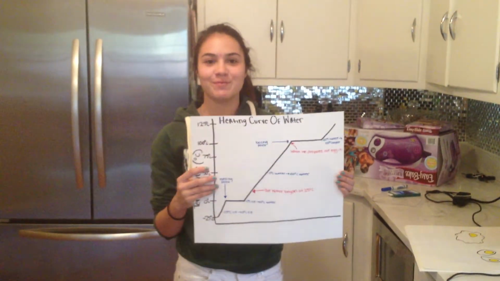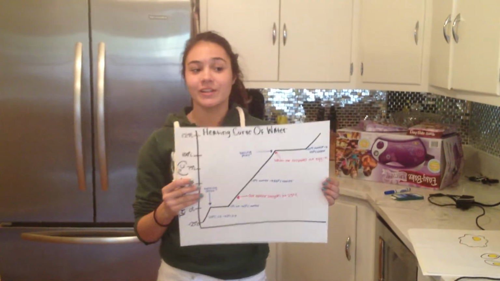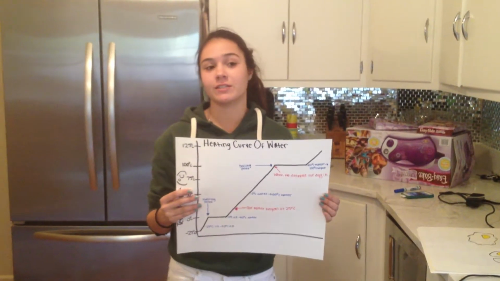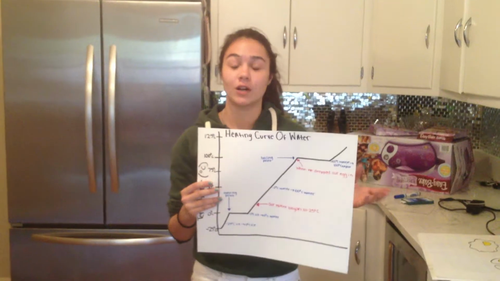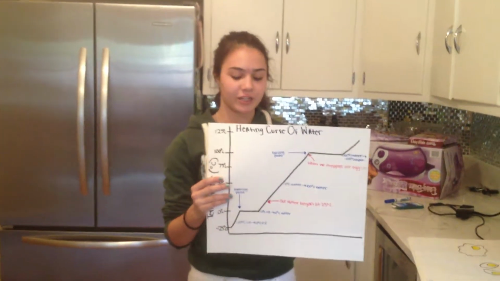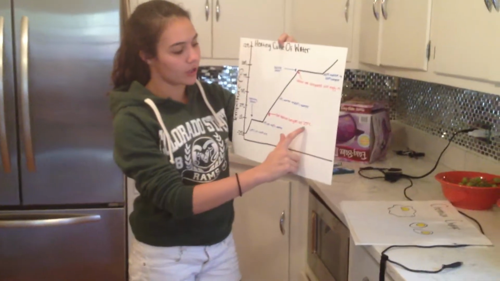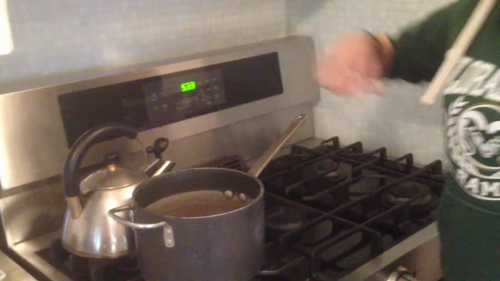So our first concept today is the heating curve of water. This relates to our egg because the egg must be boiled in the water in order for it to cook. Thus, the water must go through certain parts of the heating curve. We start with our water at 25 degrees Celsius, which is room temperature.